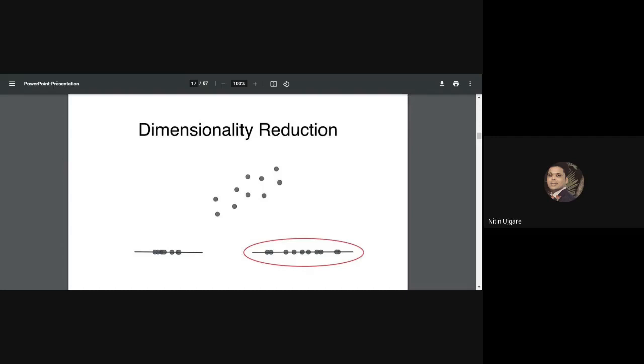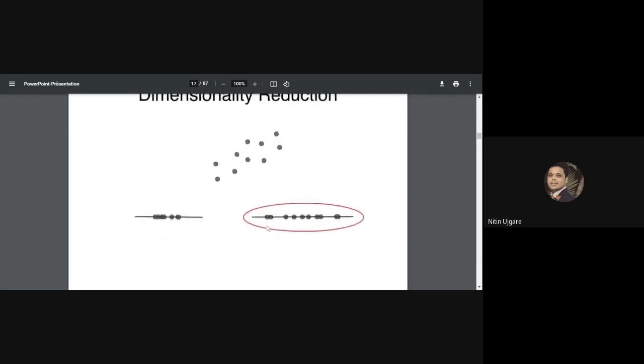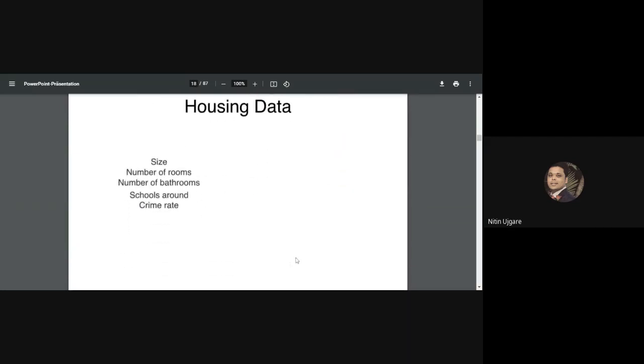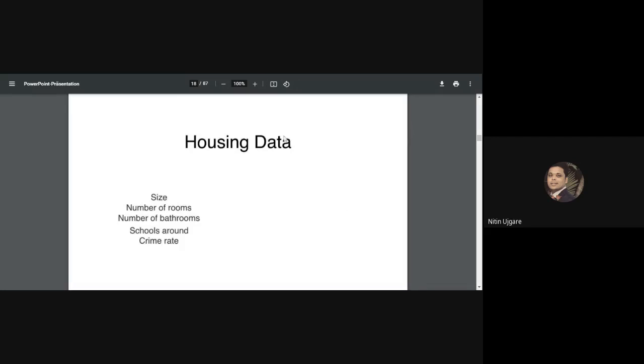So naturally, what we are doing is reducing the representation of this set of sample points from two-dimensional to a one-dimensional hyperplane, right? So this is a single projection line. That means we are projecting all these points, which were earlier represented on a two-dimensional plane, to a one-dimensional plane. So ultimately we have reduced the dimension of our data set from 2 to 1. Let's take a good example.